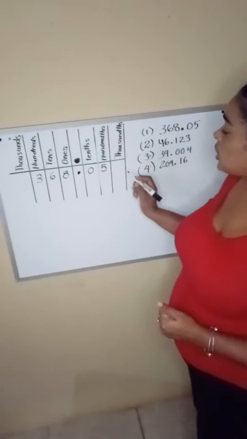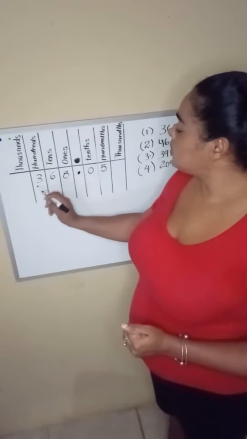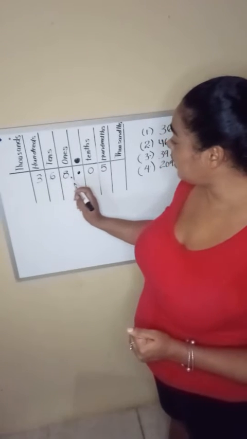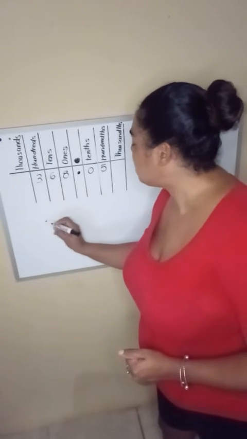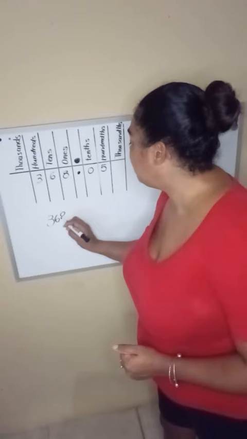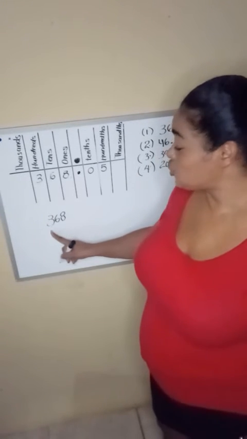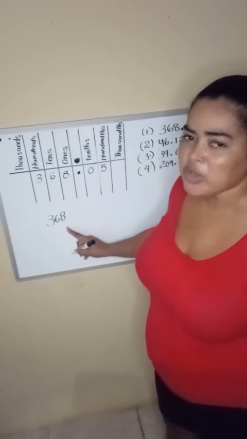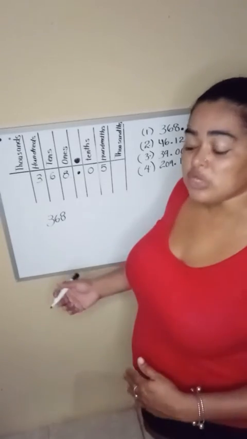Now, we want to know how to read these numbers here. Okay? So now, for us to read these numbers, we're going to read the whole numbers part first, which is up to here. If you notice, this is our ones, tens, and hundreds. This is what we have for the whole number. And how do you read that number? 368, right? We don't say 3, 6, 8. We say 368.